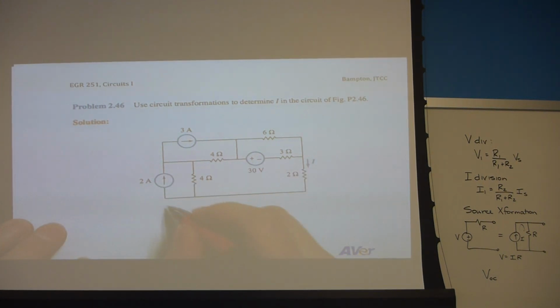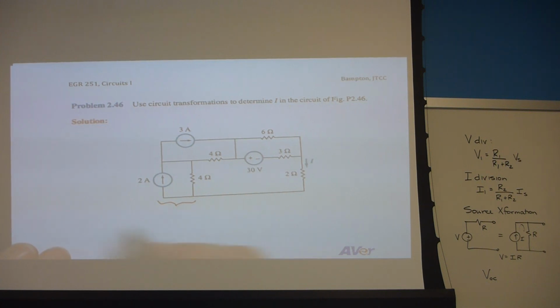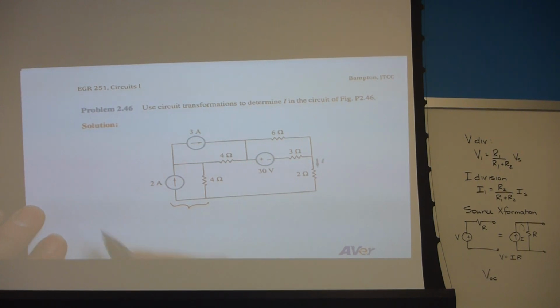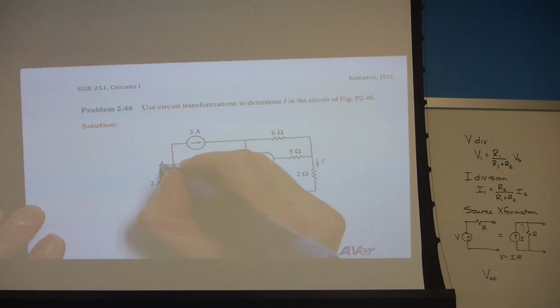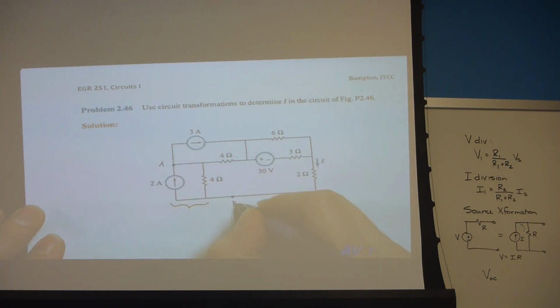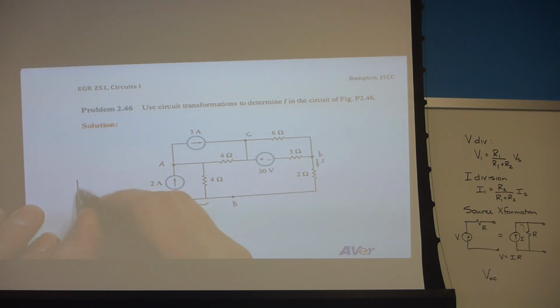So looking at this pair here, in fact, I'm just going to kind of draw it around the corner. So let's label this node A, down here B, label this one C, and that one D. So from A to B, I can do this. The resistance stays the same, the voltage is IR, so it's 8 volts.